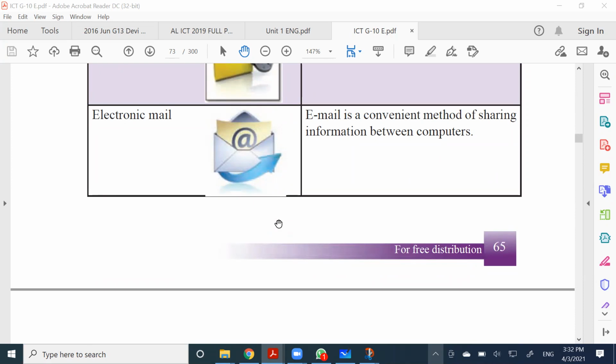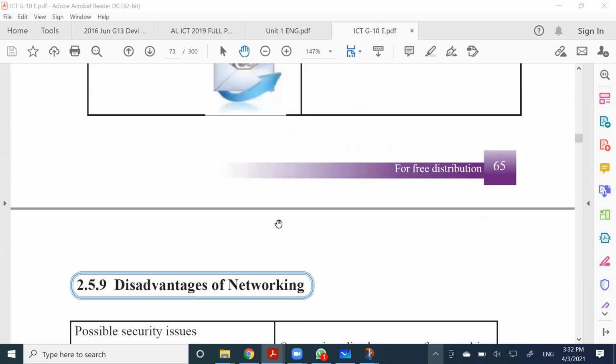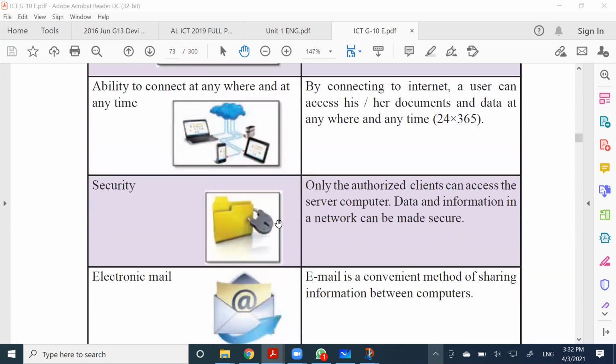And the communication method, electronic mails. When you have a network, even a local area network, we can implement an email service, right? So at a very minimum cost you are able to communicate, which will save the cost.